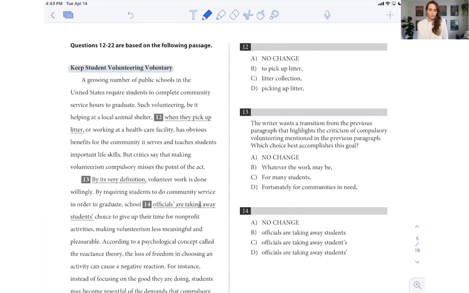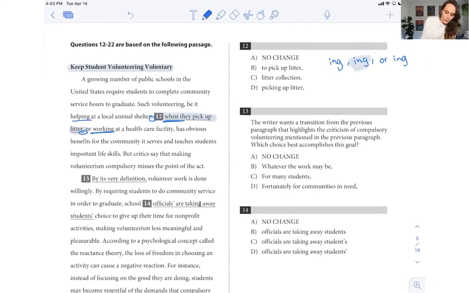So for answer choice 12, they are referencing this little part here. So when they pick up litter, such volunteering, be it helping at a local animal shelter, comma, something, comma, or working. So I can see I need ing, comma, or ing. And this is the one in the middle here that I need to actually pick. So I don't want a to, I can't just have litter. I need that ing, so it's going to be D.